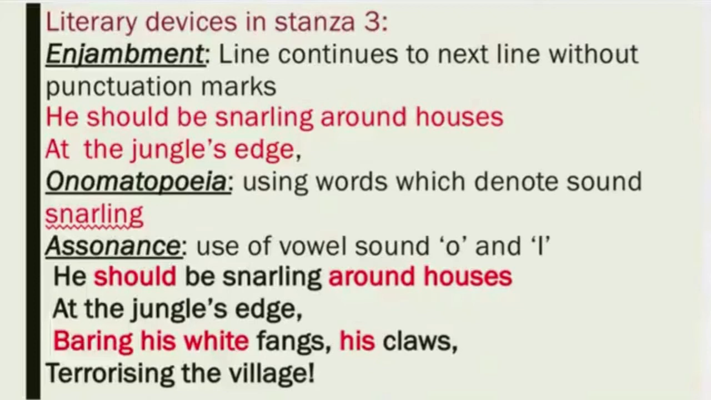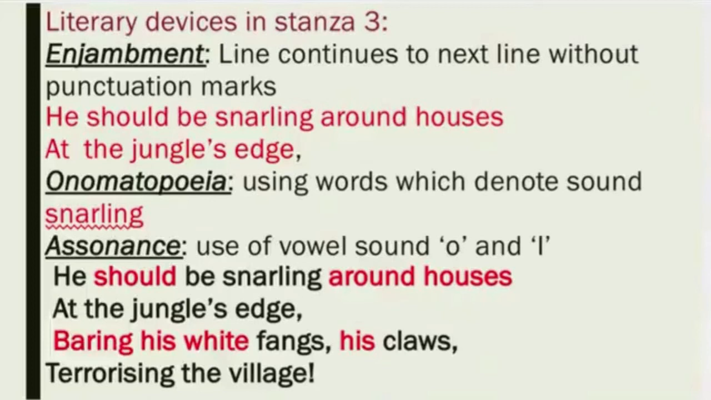Now next we'll go to the poetic device. It is assonance. Use of vowel sound O. The sentence is, "He should be snarling around houses." In the word should, the O sound is there. And in around, again the O sound is there. In houses also, you can see the O sound is there. So, it comes under assonance.